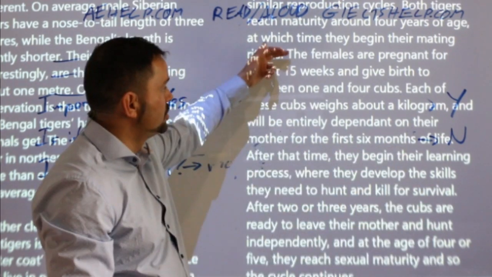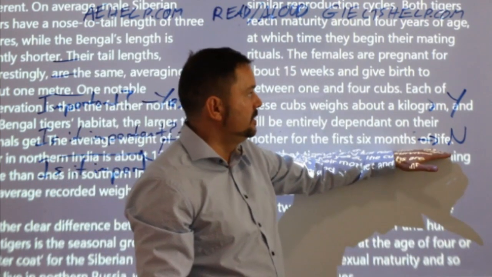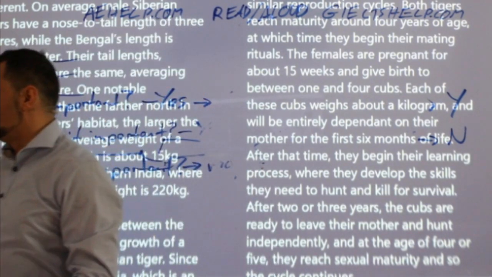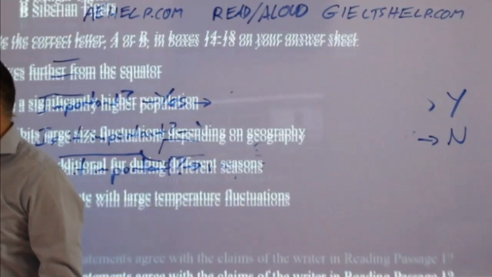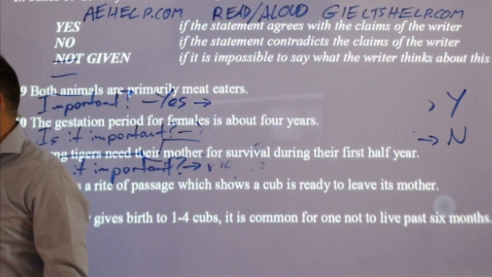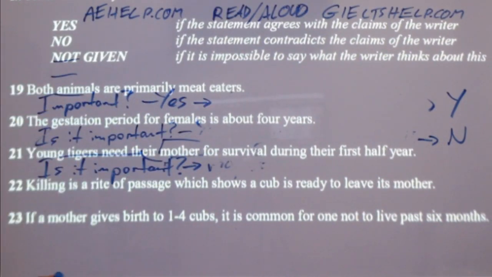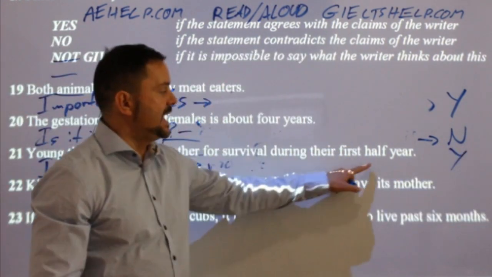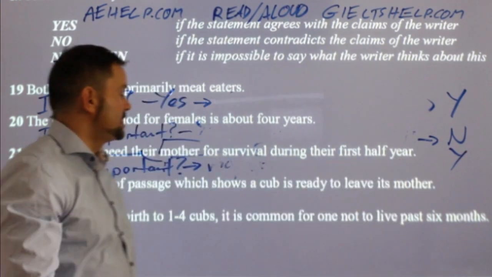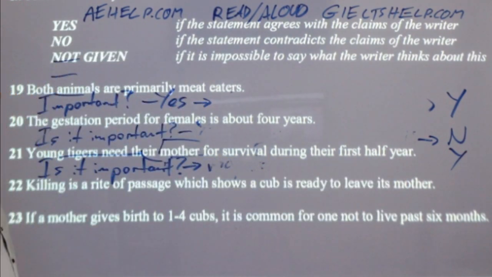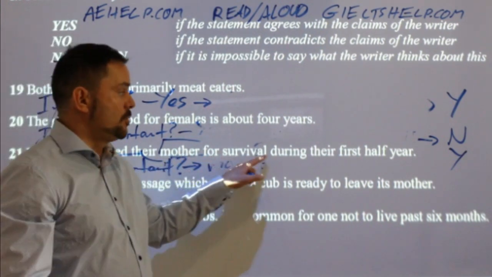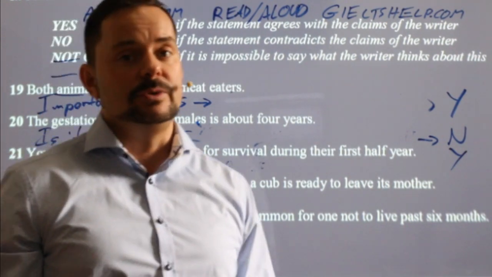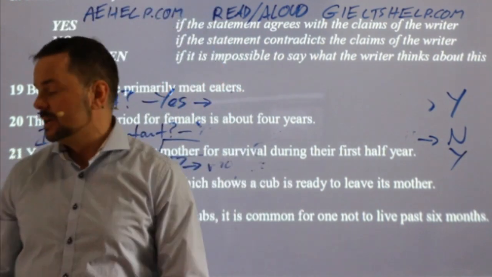All I had to do was read from here to here because I'm doing active reading, so I can figure out the answer. And now I can confidently go back and say, yes, it's given and it's true. So first half year is 6 months. Entirely dependent on their mother, needs their mother for survival. So lots of paraphrasing. It's difficult to just skim read for that if you didn't read the whole passage or do it actively, but it's there.